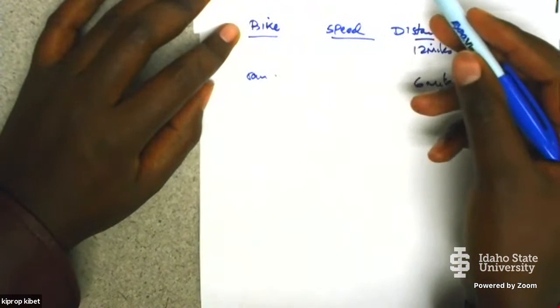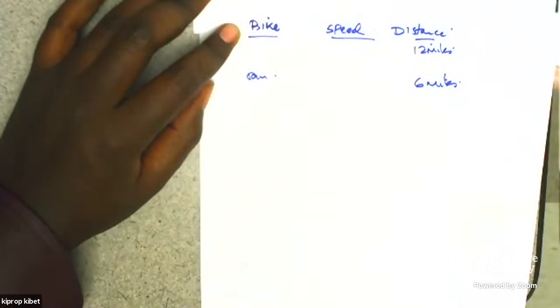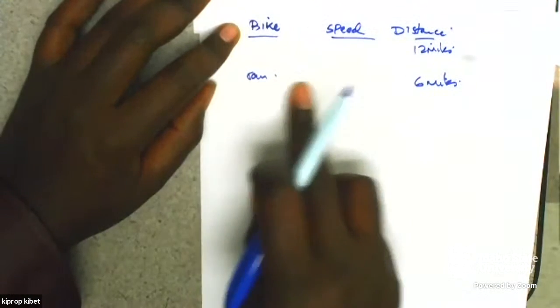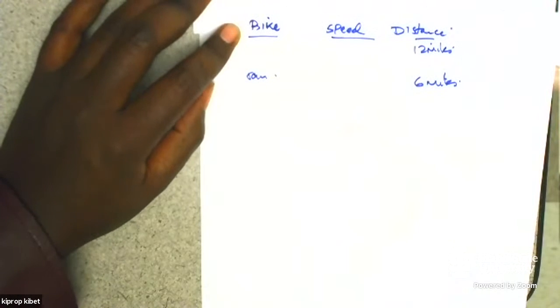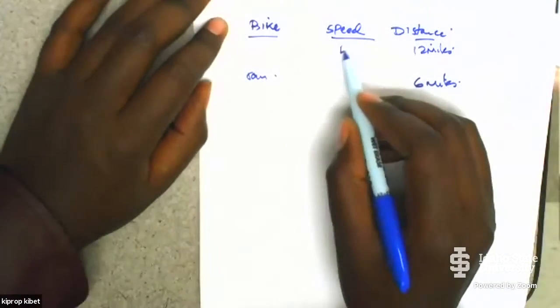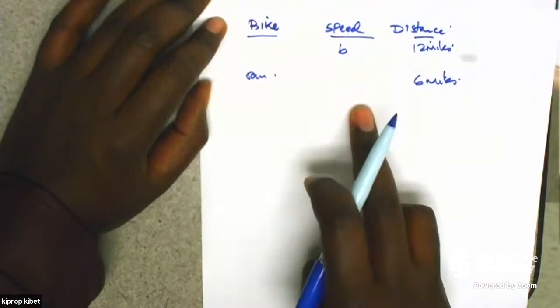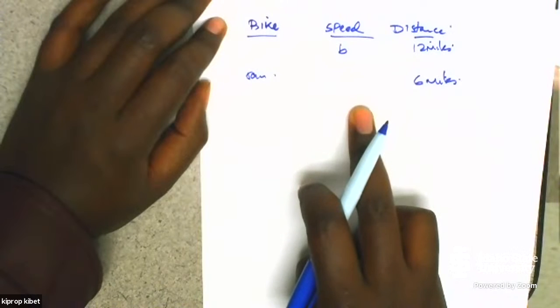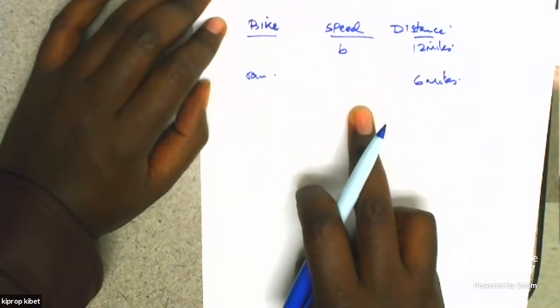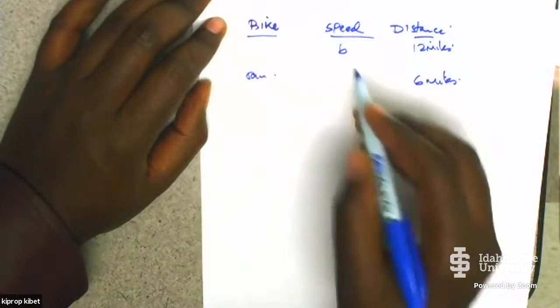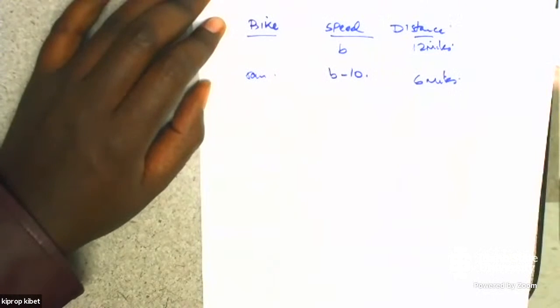Now, her rate for running, so the speed for running was 10 miles per hour less than her biking rate. So if the rate for biking is B miles per hour, then for running will be what? Less, right? So 10 miles per hour less than her biking rate. So it will be B minus 10.